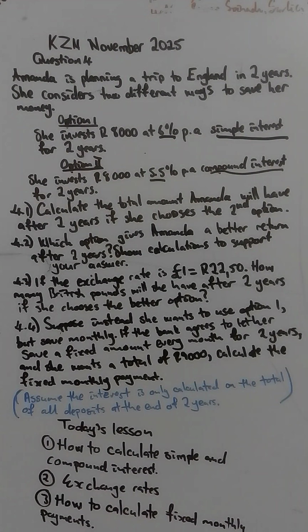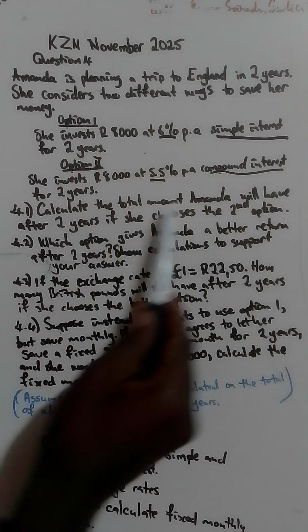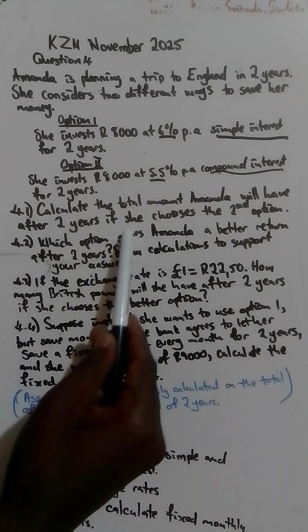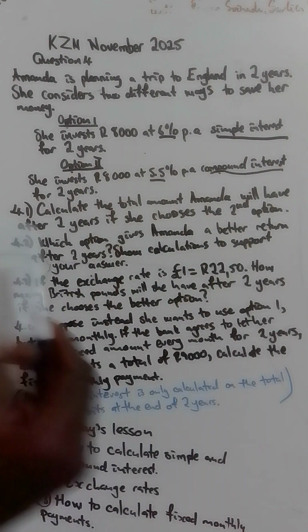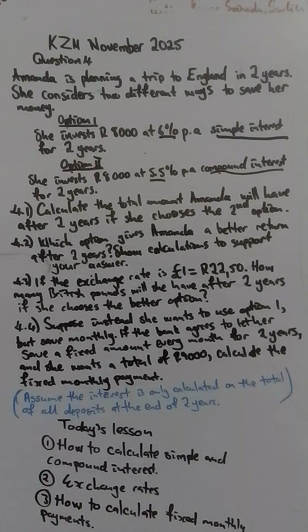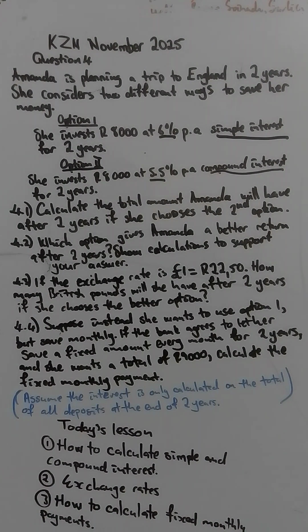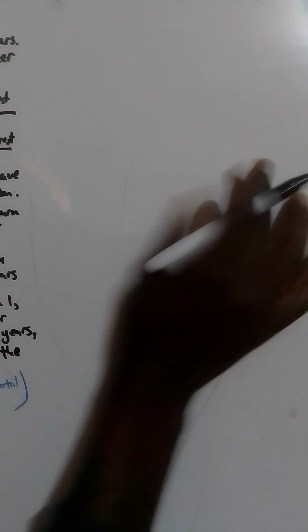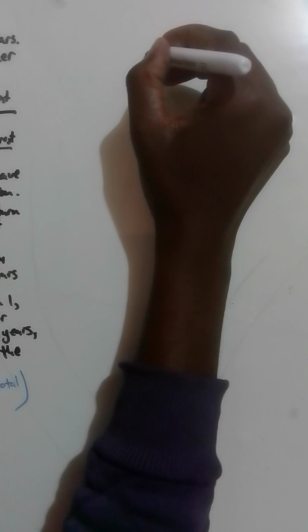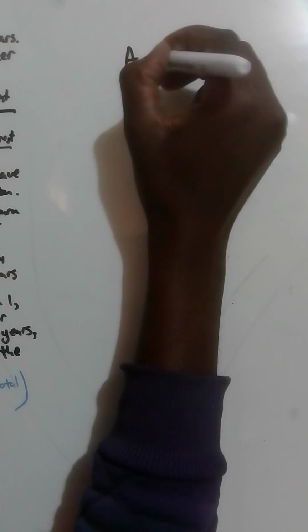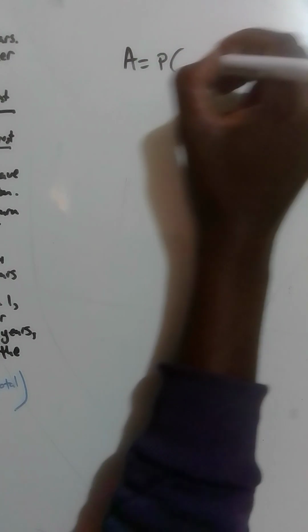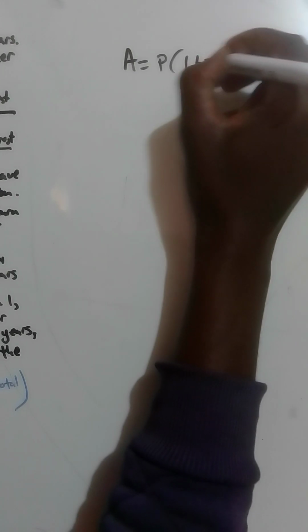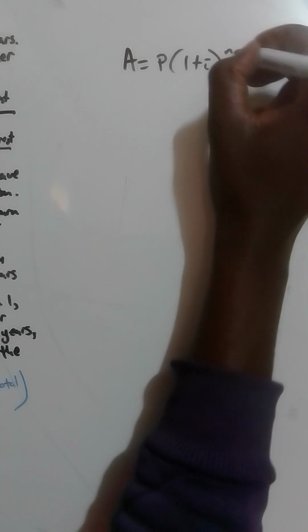So let's go to the question. Calculate the total amount Amanda will have after 2 years if she chooses the second option, and our second option was the compound interest. So let's begin. Now when we want to calculate for the compound interest, we need to know the formula. The formula for compound interest is A is equal to P open bracket 1 plus i close bracket to the power n.